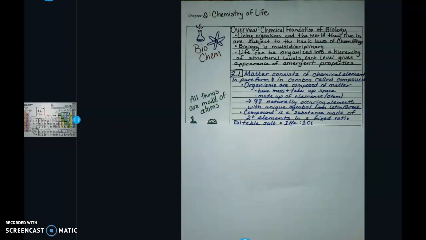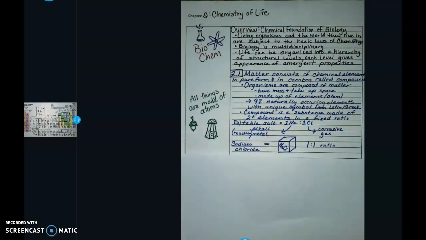A compound is a substance made of two or more elements in a fixed ratio, meaning it doesn't change. For example, table salt. We know that it's made of sodium and chlorine, and we know that it's a 1-to-1 ratio. For every 1 sodium, there's 1 chlorine. So sodium is a reactive alkali metal. We find that on the left-hand side of the periodic table.